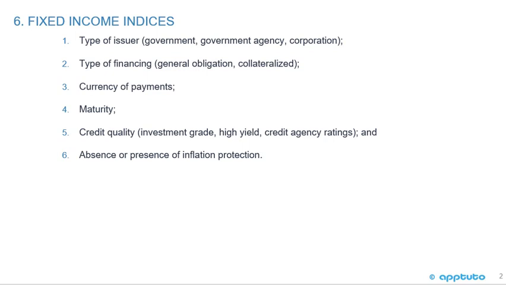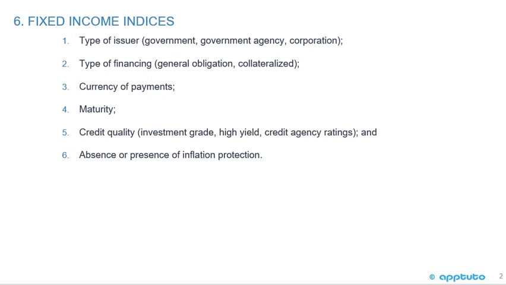Fourth is by maturity. In the fixed income, we're going to study more about duration, so that different bonds are affected by interest rate changes based on the maturity. So that's a popular segmentation. Number five is credit quality. We saw investment grade, high yield.